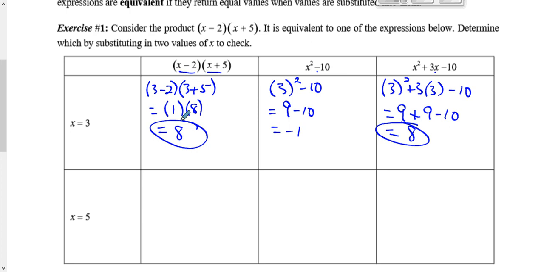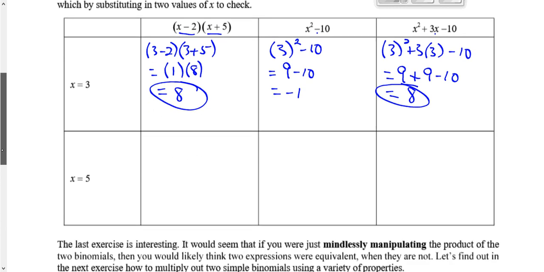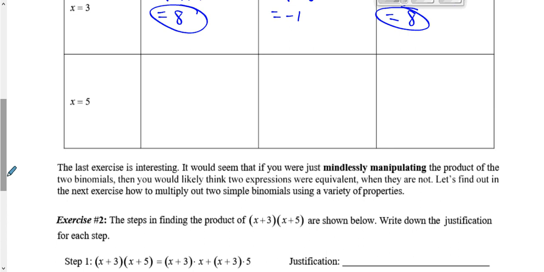They do this because this is a common mistake that kids make in algebra. They'll take this thing and say, well, multiply the x's and the negative 2 and 5 and get that, right? No, no, no, no. You're going to end up with something else because what you're really going to do is distribute twice.